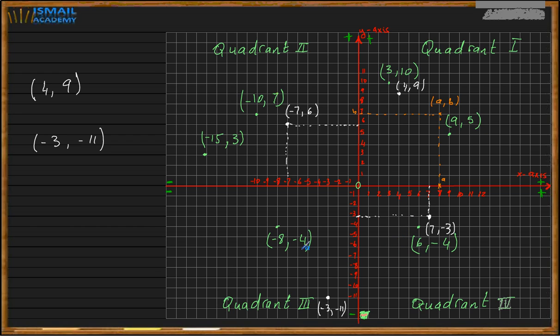So this is all about Cartesian coordinates. I hope you understand the idea behind it, how to read the coordinates of a point from a Cartesian coordinate plane, and how to put a point in a Cartesian coordinate plane.